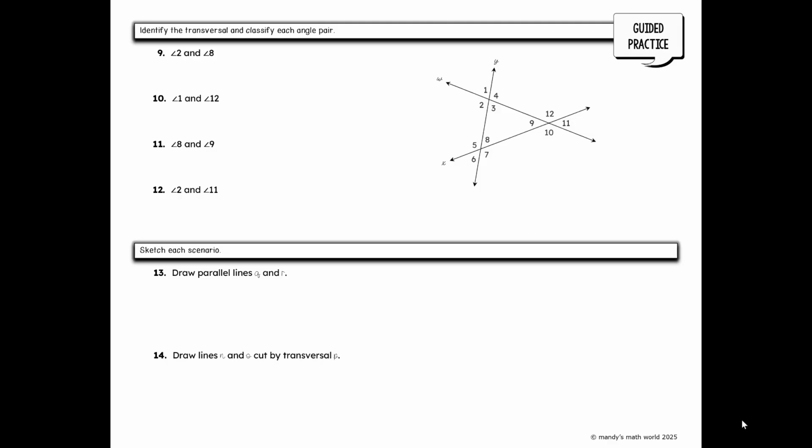So number 9 says angle 2 and angle 8. Angle 2 and angle 8 are both along this line. That's Y. So that makes your transversal line Y, and angle 2 and angle 8 are in between these other lines on opposite sides of that transversal. So your transversal is line Y, and those are identified as alternate interior angles. They're on opposite sides of that transversal on the inside of these other two lines.